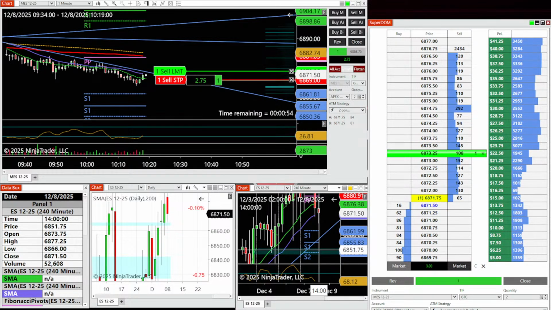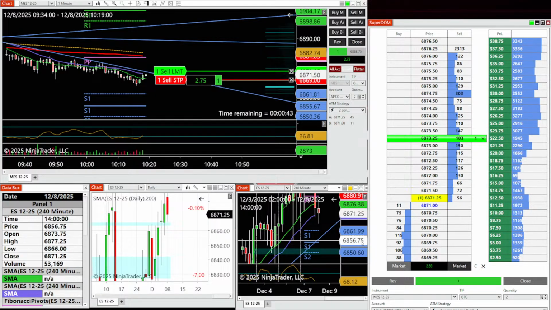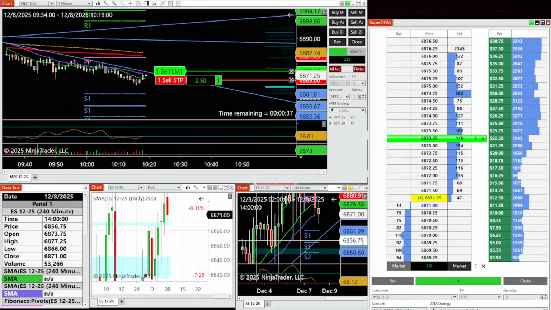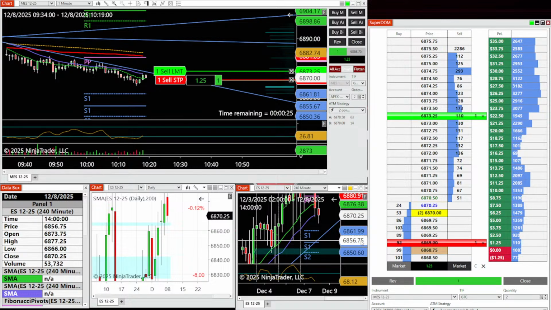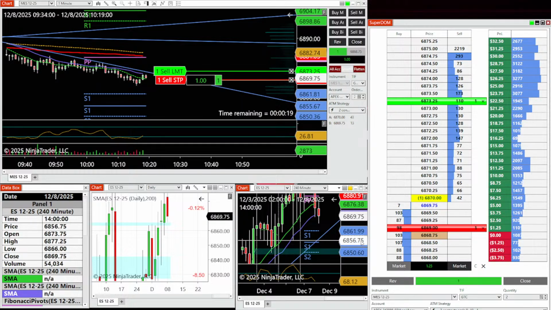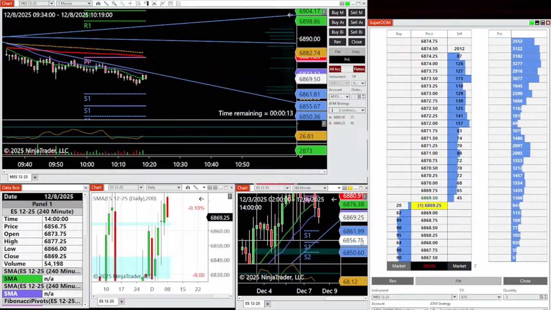The open on this bar is what? 73.75. We get it or no? Maybe a struggle to get 6 points from 69. And that's 6 points, 68, 69. Okay.